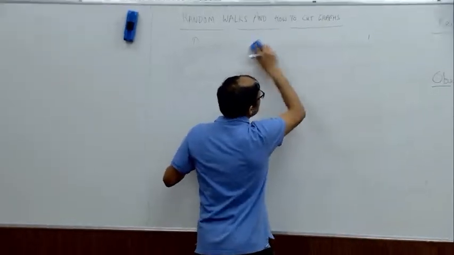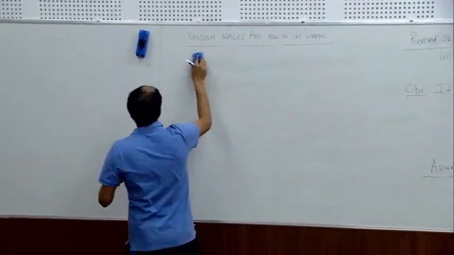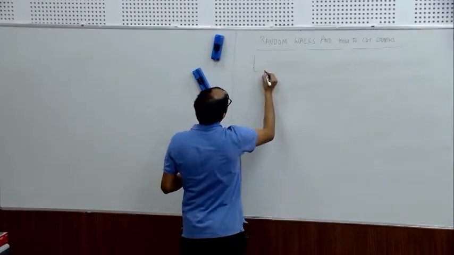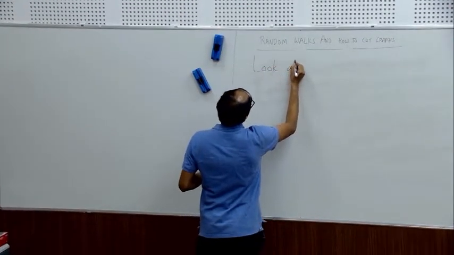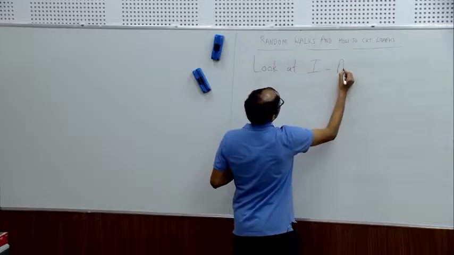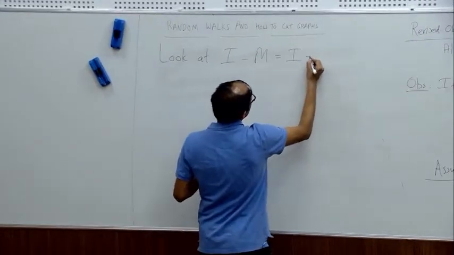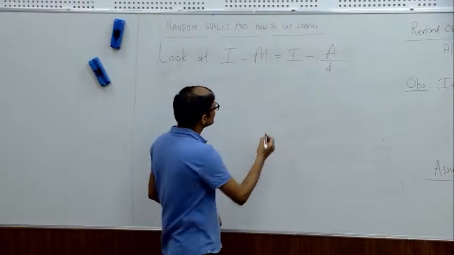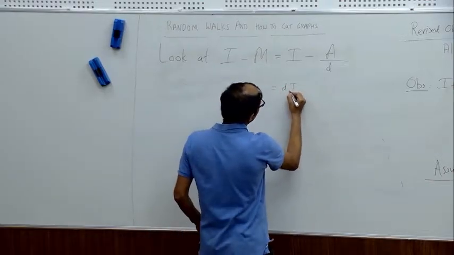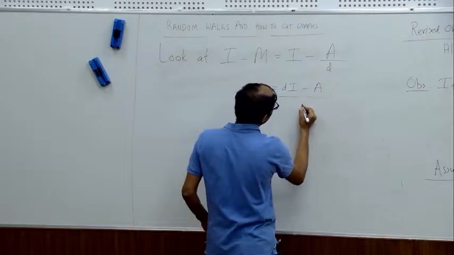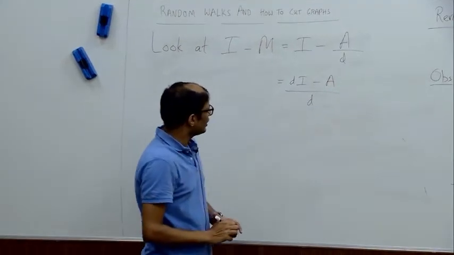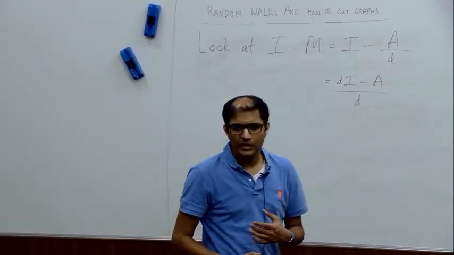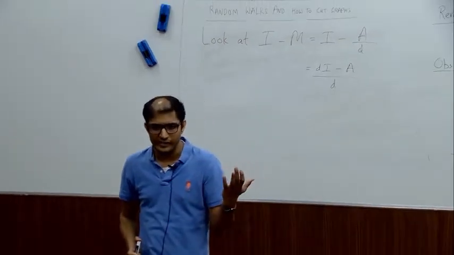So remember, my graph is d-regular. If you look at the identity minus M, this is the same as identity minus adjacency over the degree, which is the same as dI minus A over little d. I want to look at the numerator, and I want to introduce a very interesting matrix.